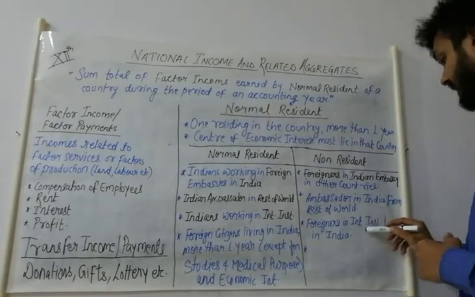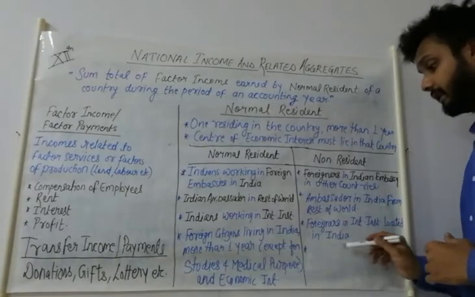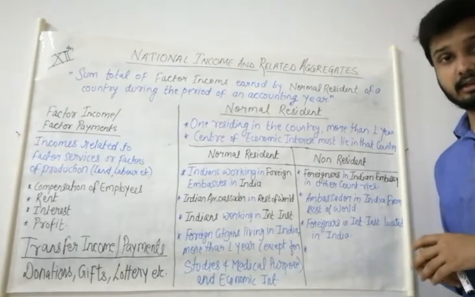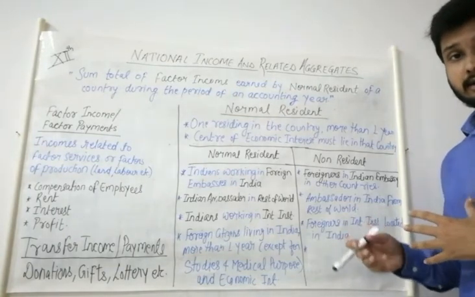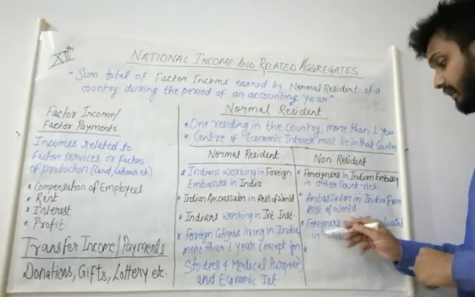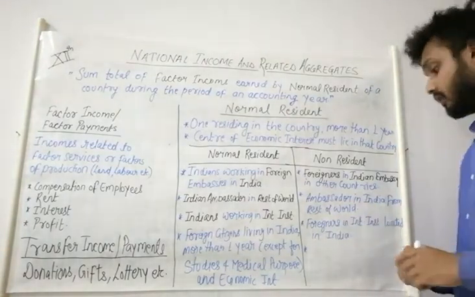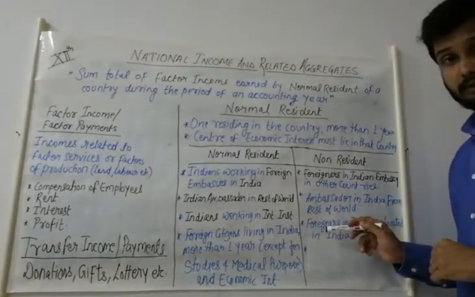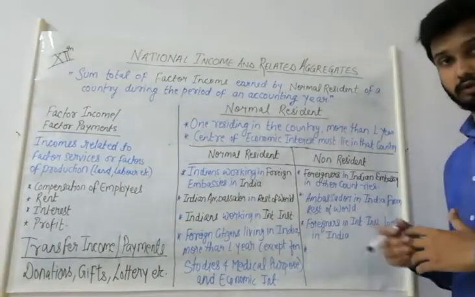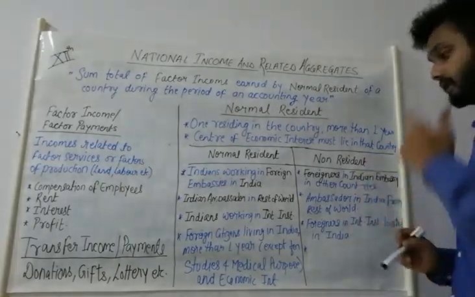Foreigners in international institutions located in India. Same like this, if any international institution like World Health Organization has its branch or office located in India and any foreigner is working there, he will not be termed as normal resident. Why? Because his economic interest lies in his own country, so he will be non-resident.